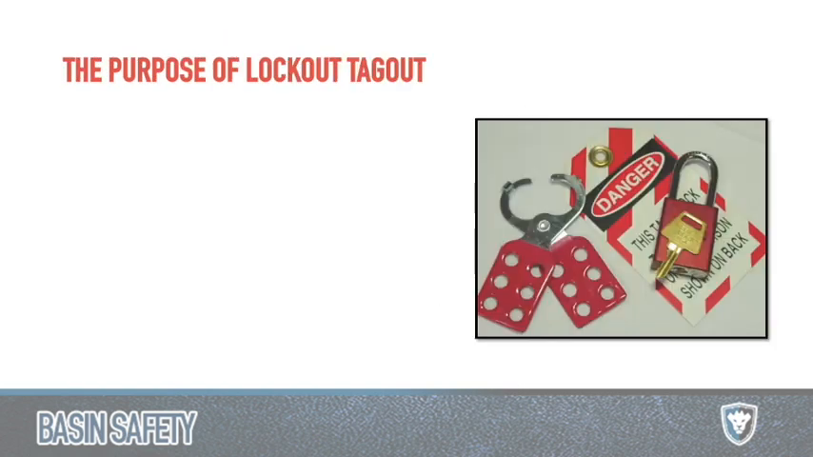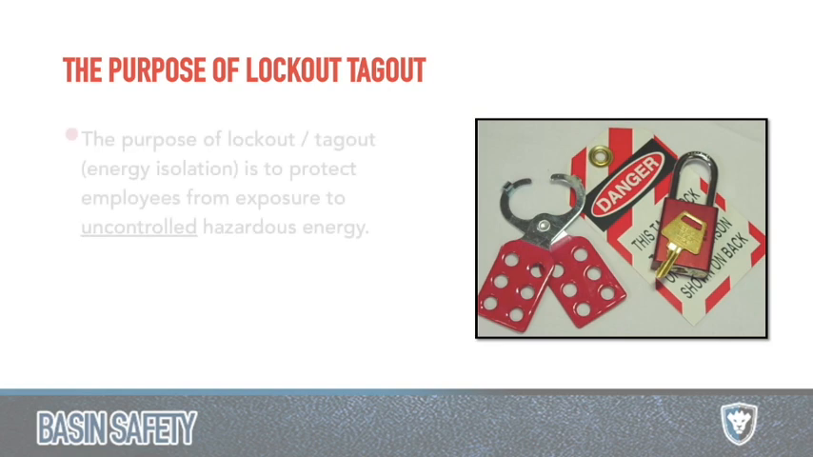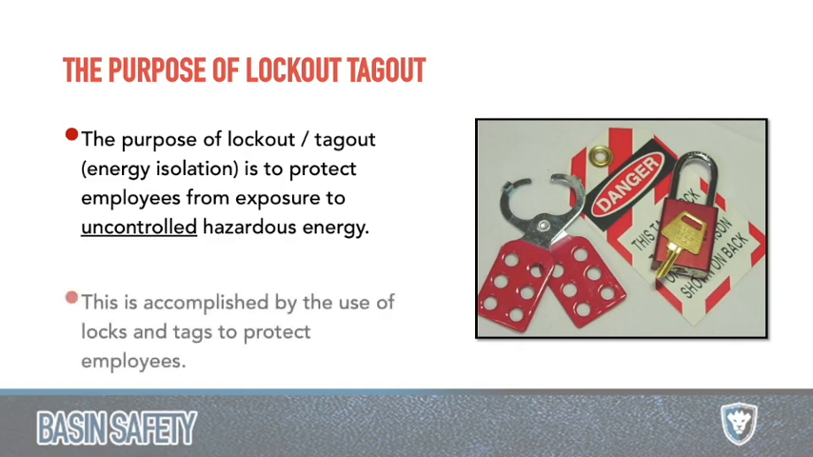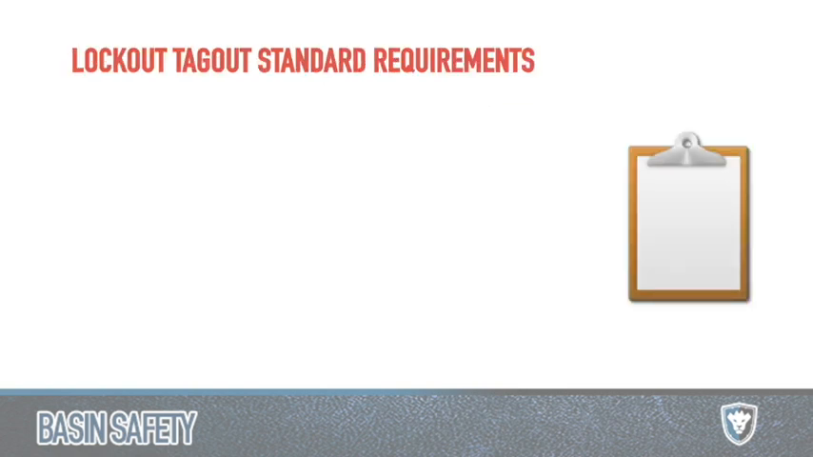So why do we care about lockout tagout? What's the purpose of it? In our industry, there's a lot of hazardous energy that can be uncontrolled. So the goal of lockout tagout, or energy isolation, is to isolate that energy and control it so that we're not worried about people being exposed to it. The way we do that is by using locks and tags, but that's not the whole program. That's just one element of a lockout tagout program, and we'll cover the seven steps of the program in a little bit.